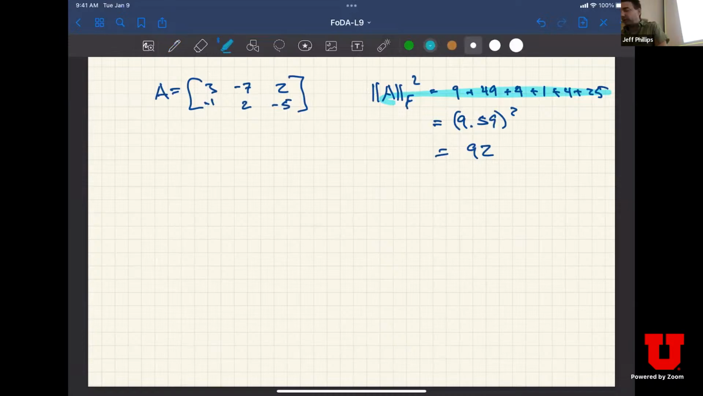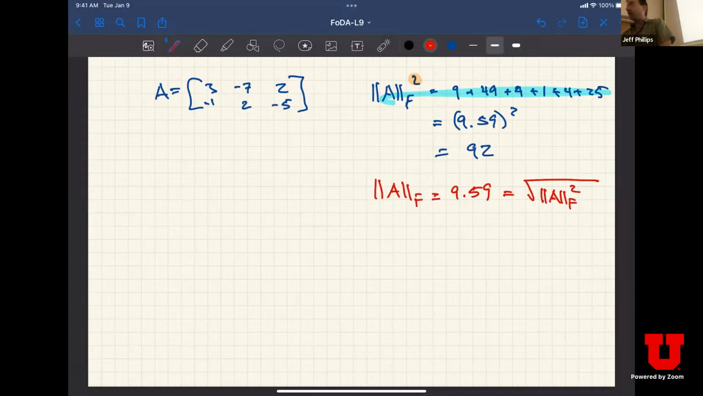Yeah, so I wrote the 2 here so that I didn't have to take a square root. And then I decided I wanted to take a square root anyways. So it would imply that the Frobenius norm of F would be about 9.59, right? Because this is equal to the square root of a F squared. Okay, great. Yeah, good.